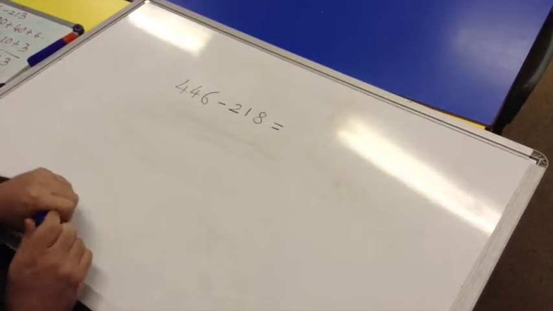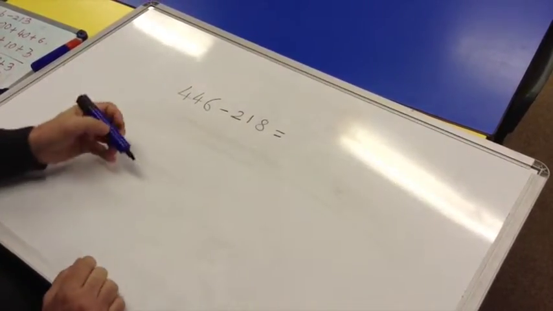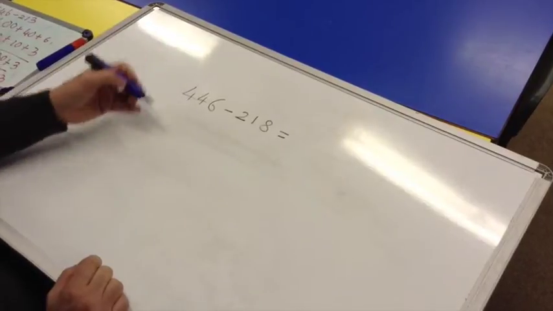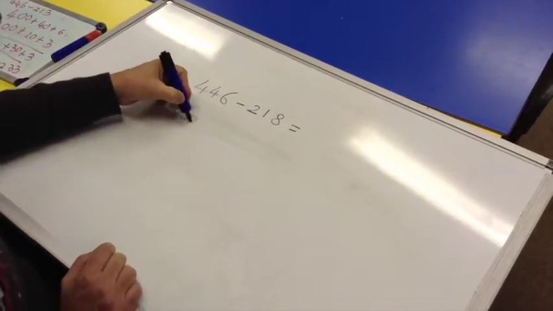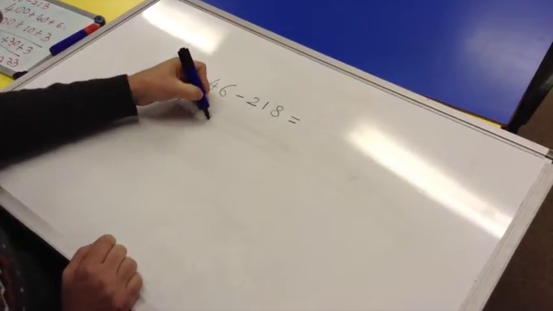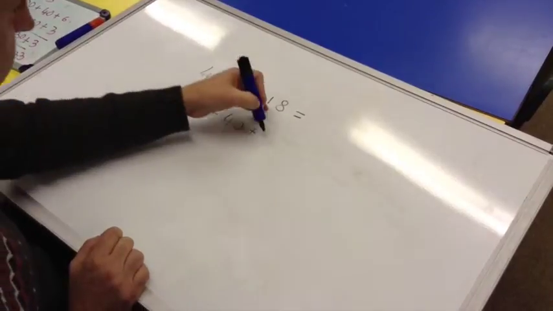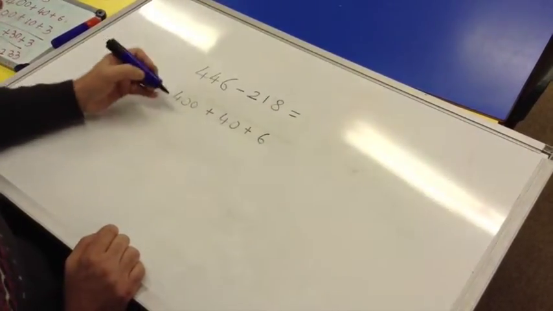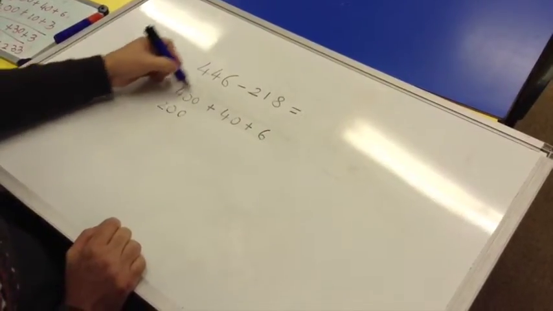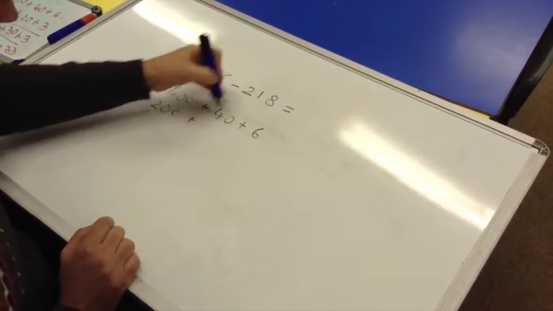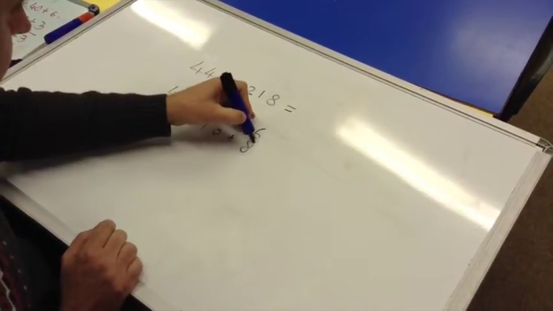Okay, so expanded column subtraction again, but this time with borrowing. So same as before, we split out the numbers or partition them. So on the top we've got 4 hundreds, 40 tens and 6 units. And then below we've got 2 hundreds. Remember to keep them in the same columns. 10 tens and 8 units.